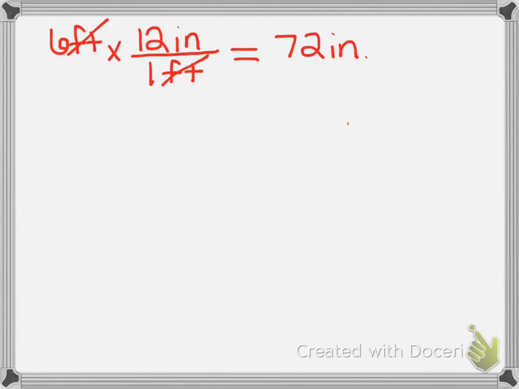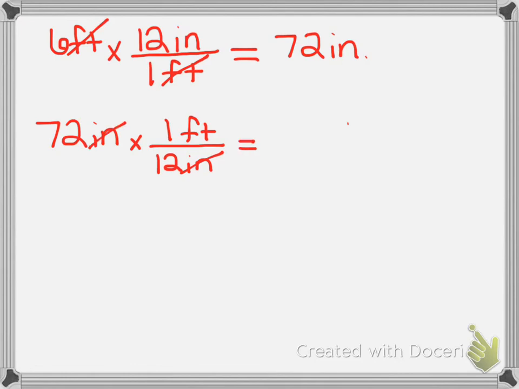You could do that in reverse. So if you want to go in the other direction, you simply take your conversion factor and flip it. It's still 12 inches is 1 foot, but now the 12 inches has to go on bottom, and the 1 foot has to go on top. And so the inches will cancel, and this time the 72 is on top, but the 12 is on bottom, and that tells you to divide, and you would get your 6 feet back.